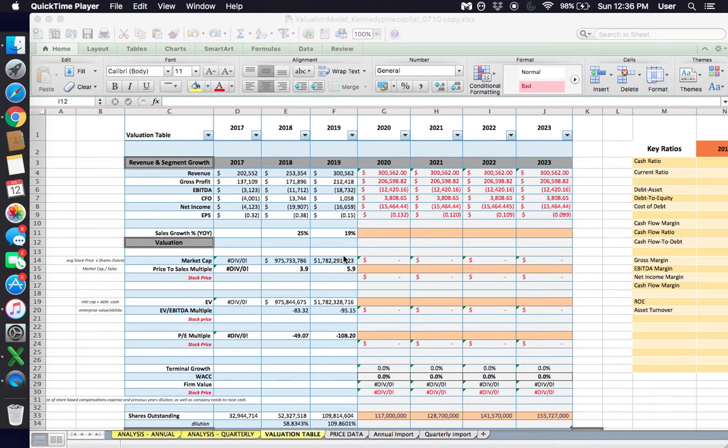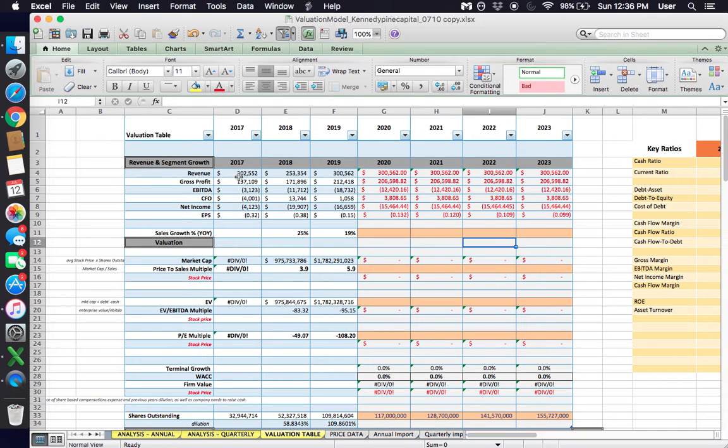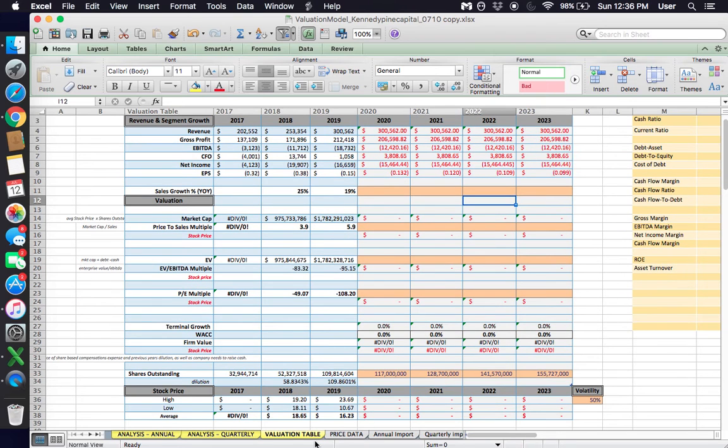Okay, so once you have imported all your data, now it's time to take a look at your valuation table. In your valuation table, the most important thing you want to look for are your multiples.